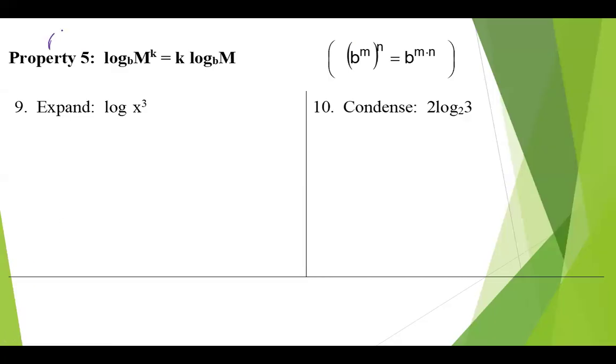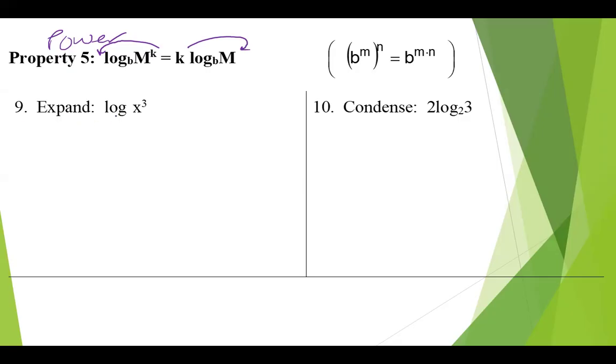So we have our power property. Our power property we've been using very, very easily, right? Power property is saying that the power of your argument is equivalent to being the coefficient of your log. And vice versa. Your coefficient can become your power.